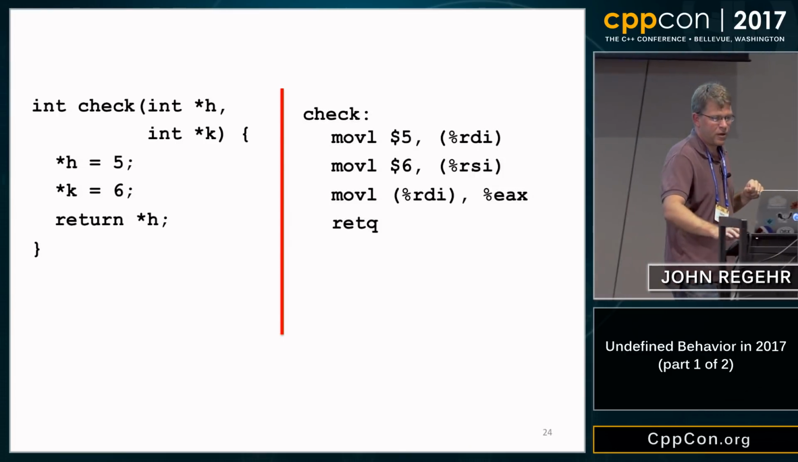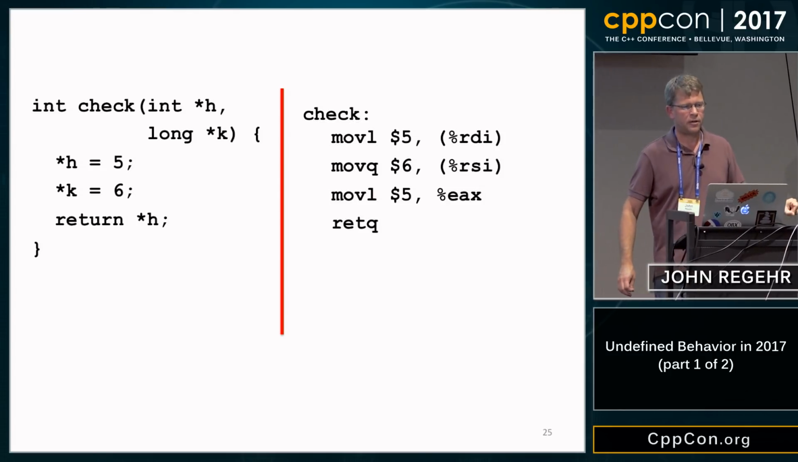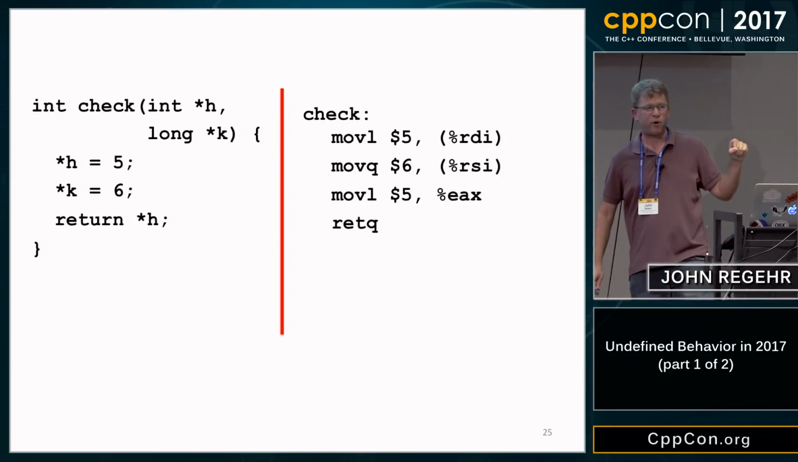So if we adapt the code just a little bit by making k a pointer to a long, so now h is a pointer to an int still, k is a pointer to a long.